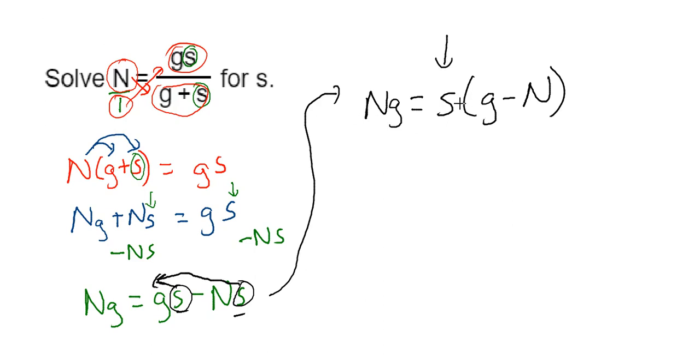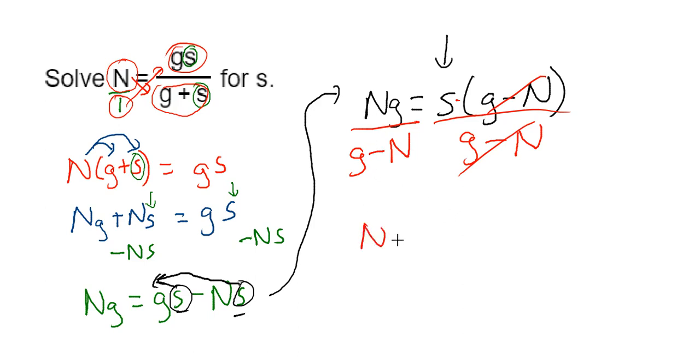And then to get that one S by itself, we need to get rid of the g minus n. It's being multiplied to it, so we will divide by g minus n. Sorry, that's kind of a funny looking n there. Let's try that again. All right, and so we'll divide by g minus n on this side as well. That cancels out the g minus n's because they're factors here.